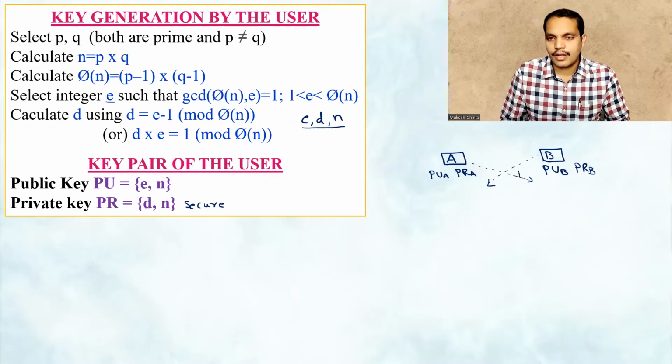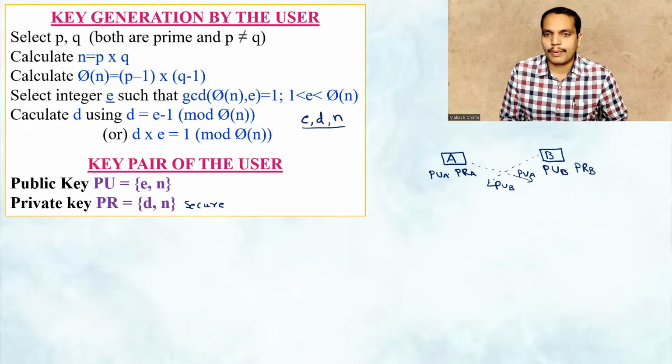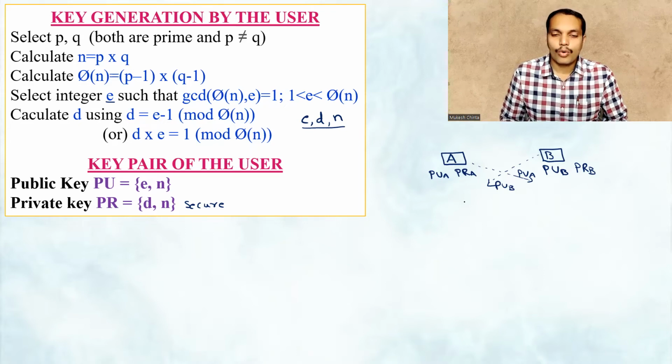So A will send PUA to B. Similarly, B will share its PUB to A. Now A knows what the public key of B is. Similarly, B knows what the public key of A is. How do you use it?